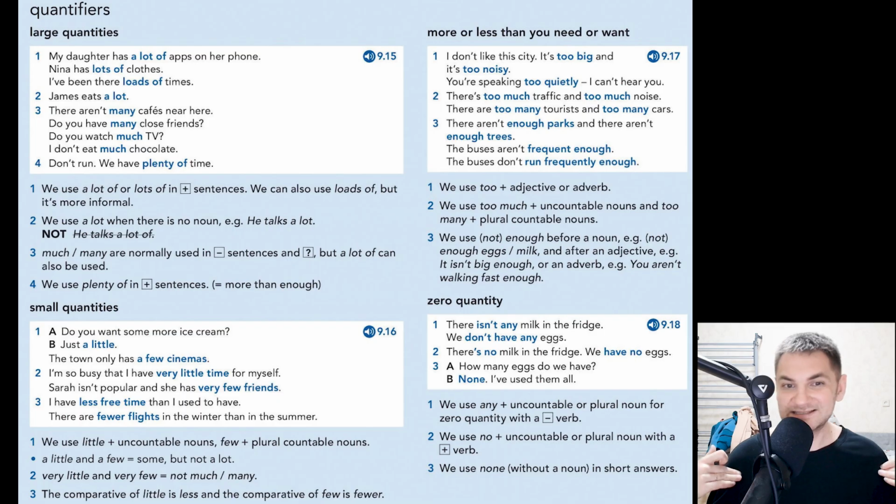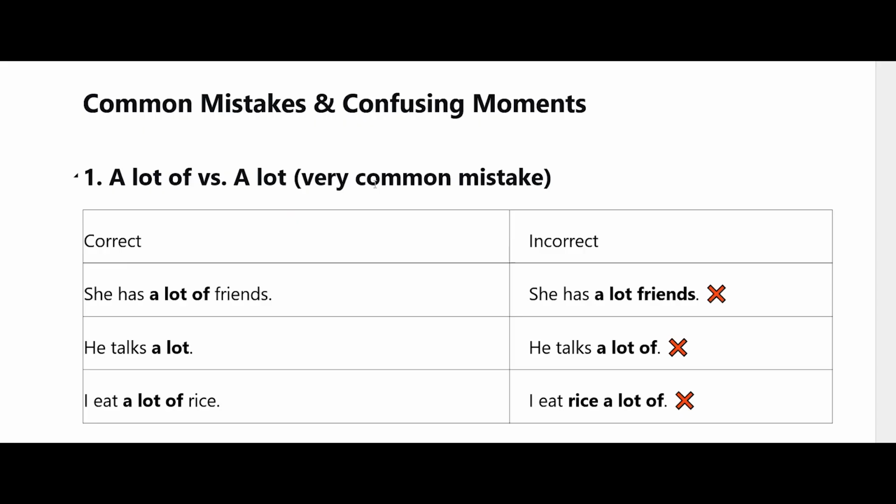Now, I think let's read some additional notes about quantifiers. I hope it will help you understand more. Okay, what we've got: common mistakes and confusing moments.